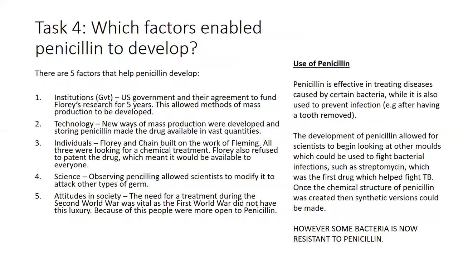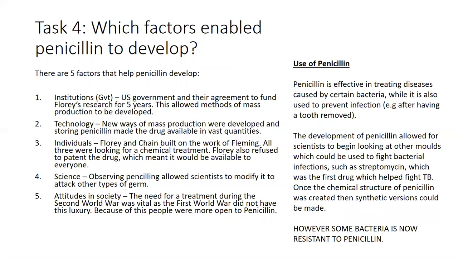So, which factors allowed penicillin to develop? Now, you might get a really nasty question in the exam. Explain why there was progress in the development of treatment in the years 1900 to present. And I think you have to write about penicillin in that type of question. There's 5 factors that help penicillin develop.